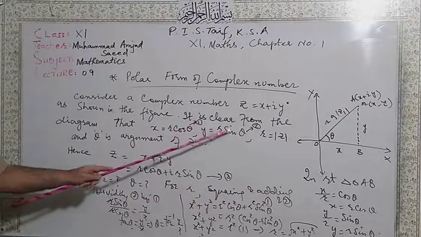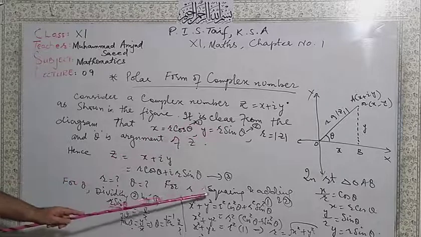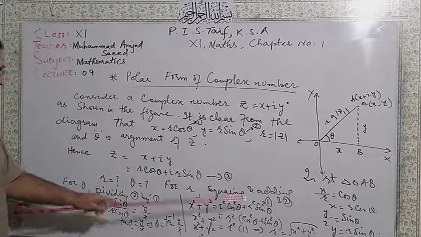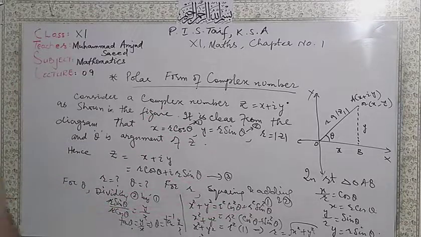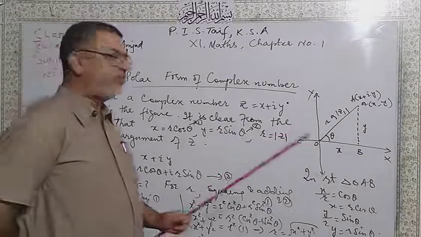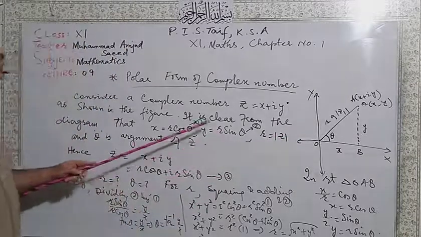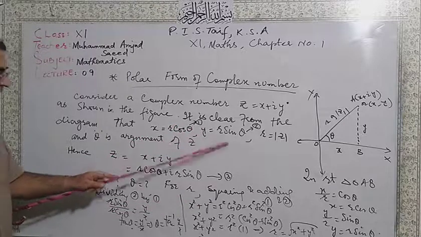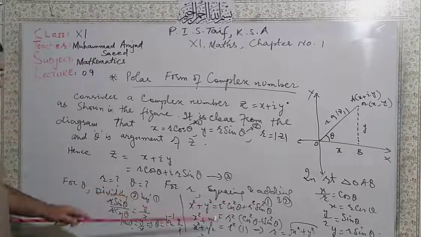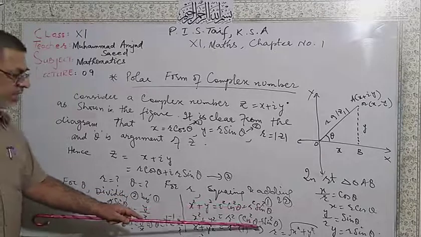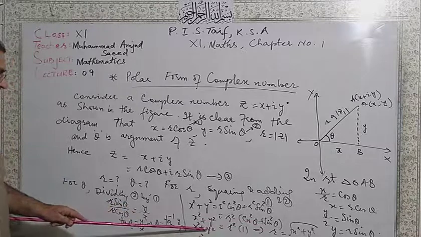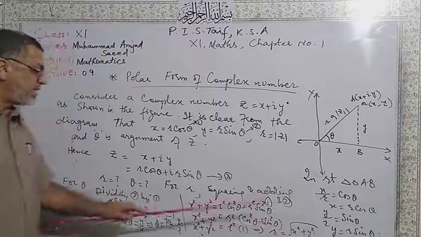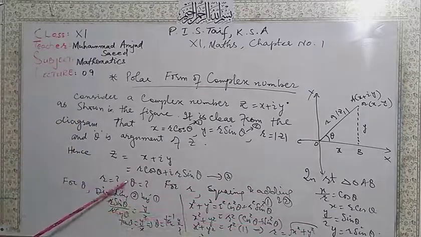For r, squaring and adding equation 1 and 2. This is equation 1, this is equation 2. Squaring and adding means first you take the square of both and then add, left plus left is equal to right plus right. You will get left plus left, that is x square plus y square, and right plus right, r square cos square theta plus r square sin square theta. You take r square common, cos square theta plus sin square theta is 1. So taking square root, you got r is equal to the square root of x square plus y square. So this is the value of r which was unknown.